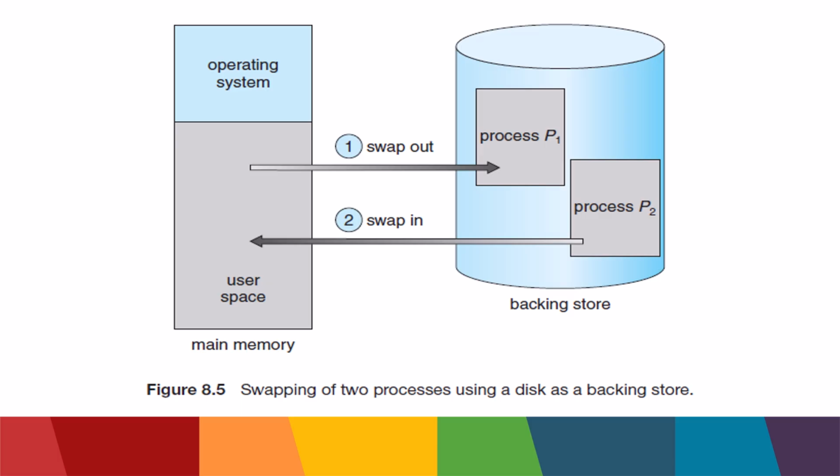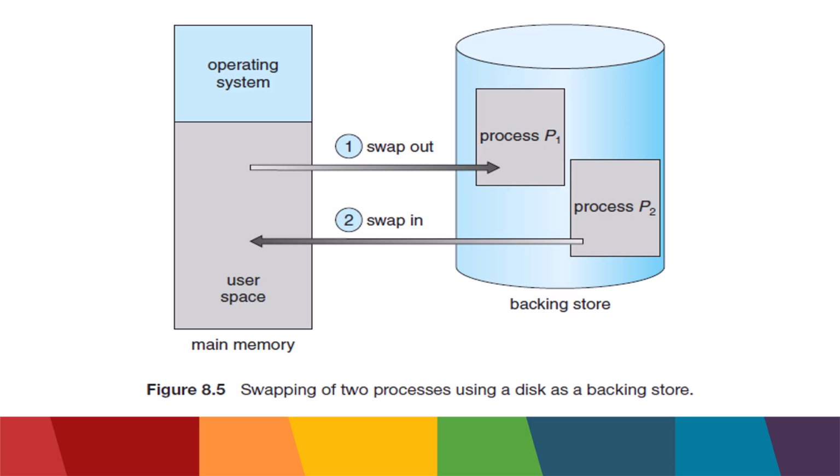Next, the second arrow labeled swap in. It shows the process P2 being loaded back into main memory from the disk. This happens when the process P2 becomes active again and needs to be executed. This swap in and swap out mechanism is essential because it lets the system handle more processes than the RAM can hold at one time.